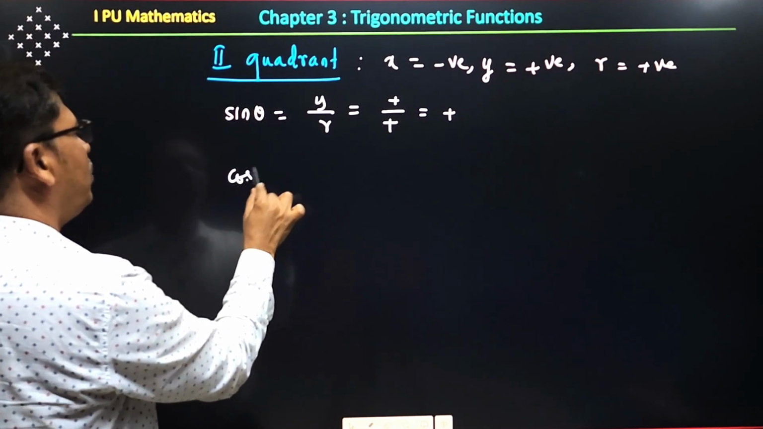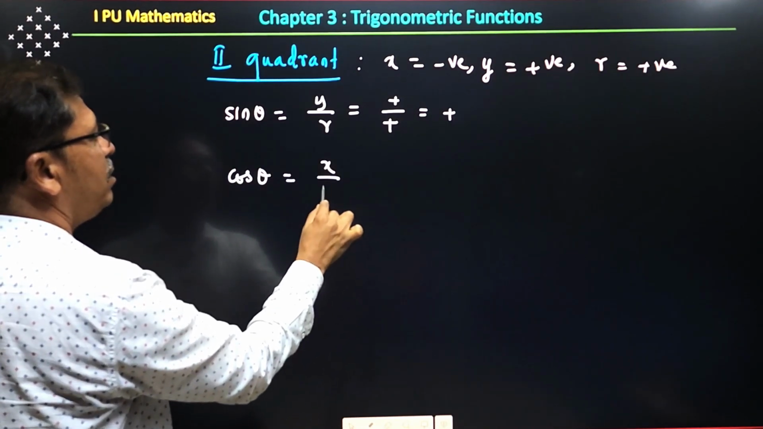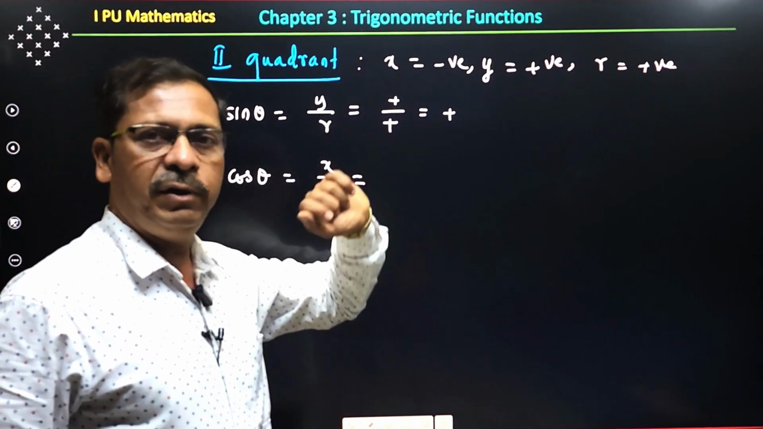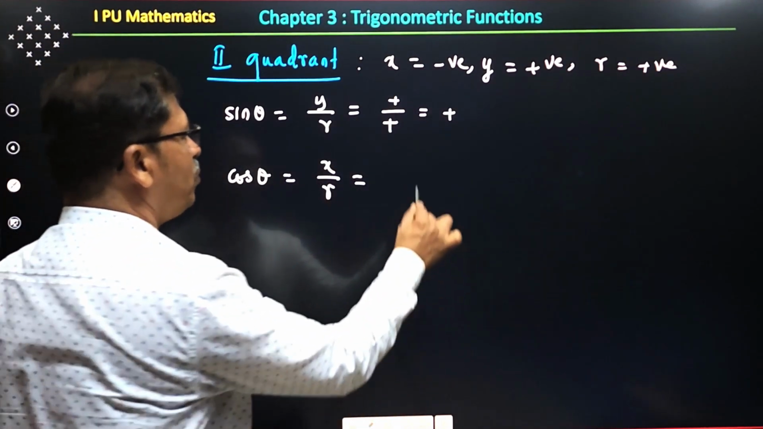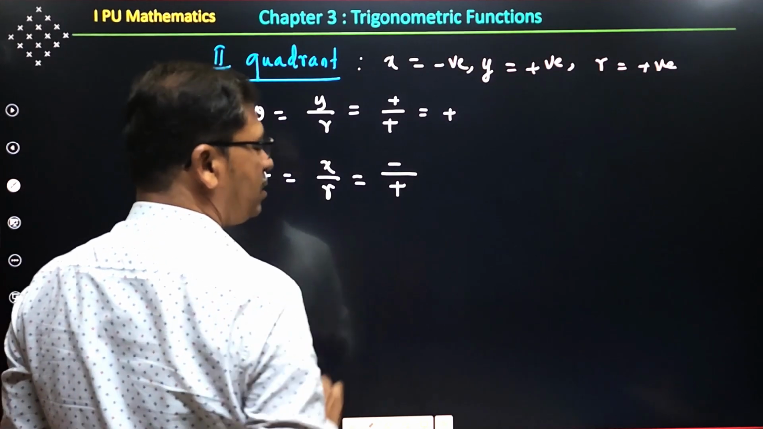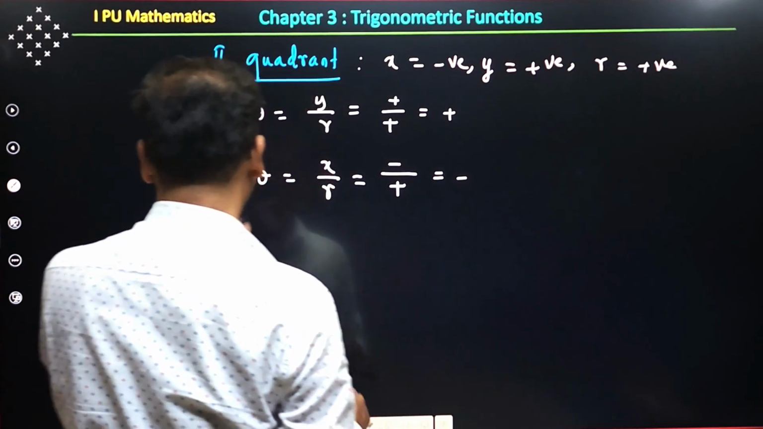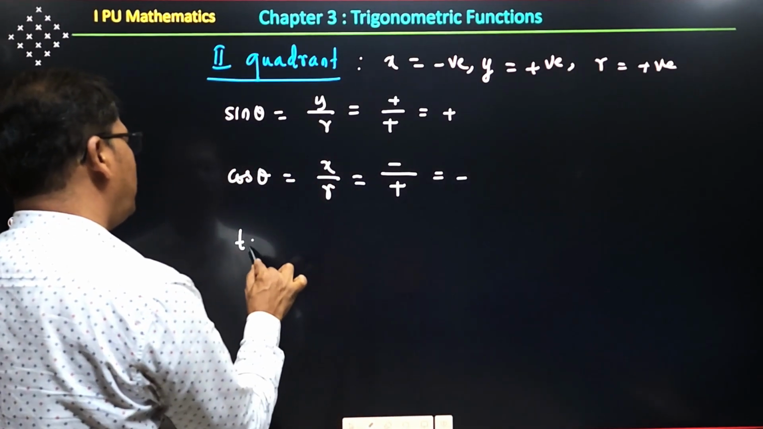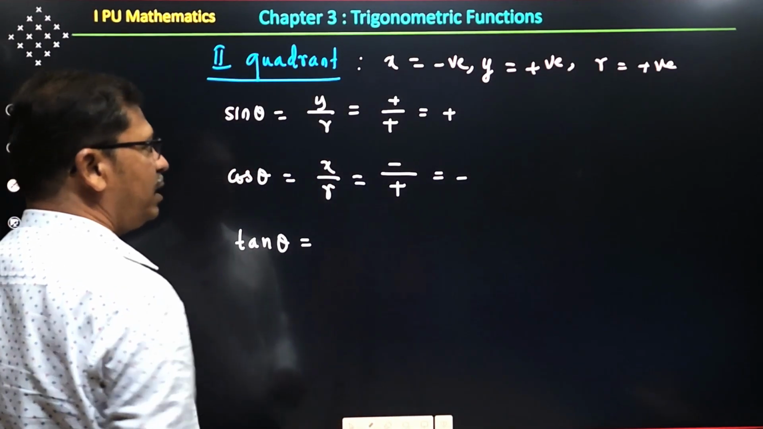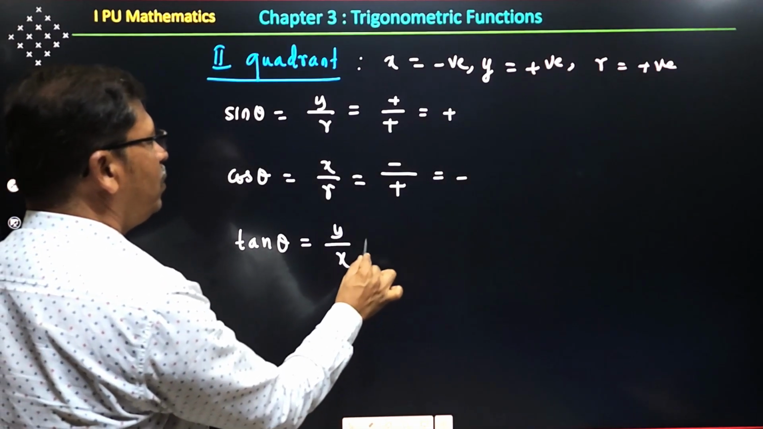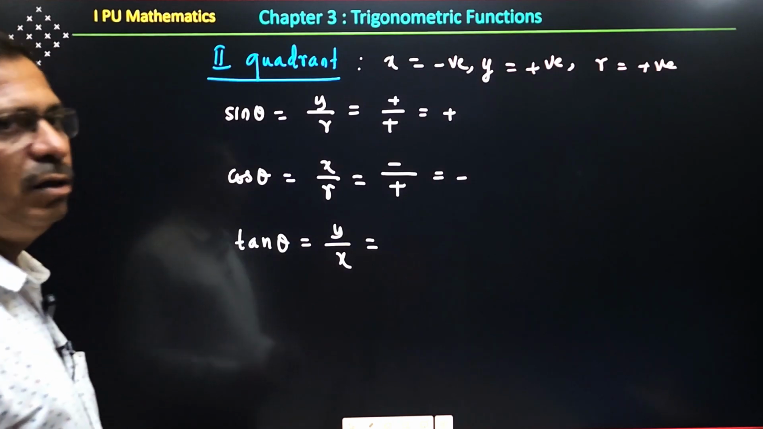Next, cos theta is equal to x divided by r is the basic relation, but x is negative here. So minus you write in the numerator, divided by plus. So minus divided by plus, you are getting minus. Then tan theta. Tan theta is equal to y divided by x.